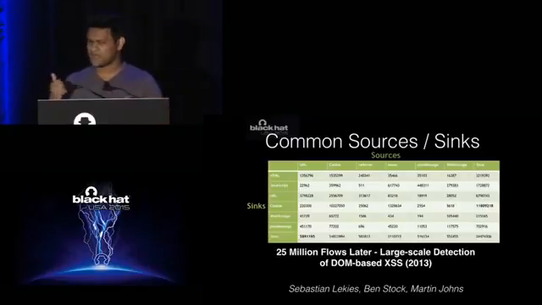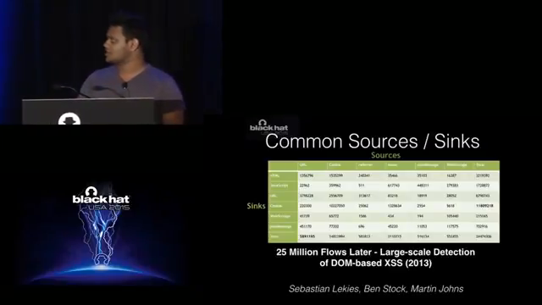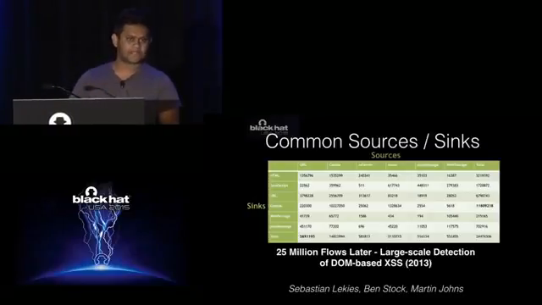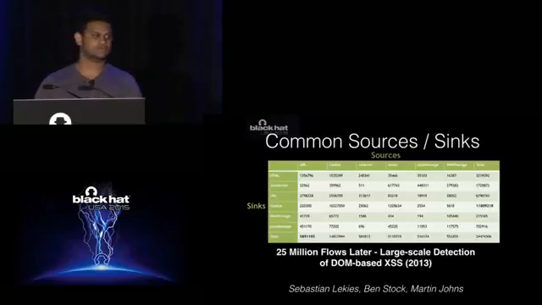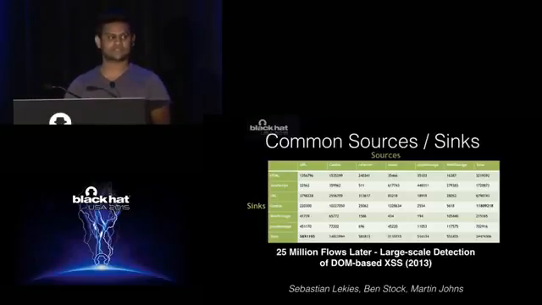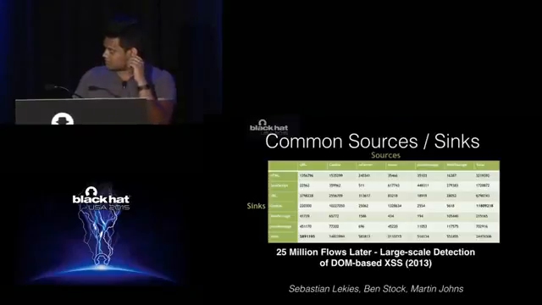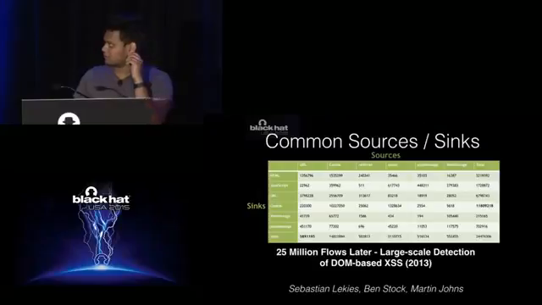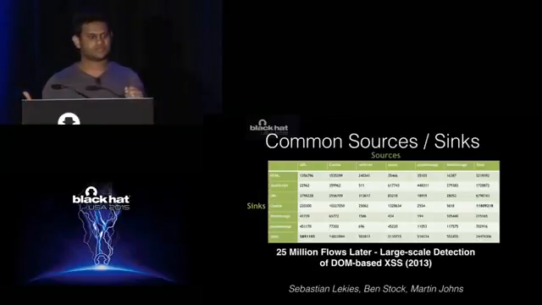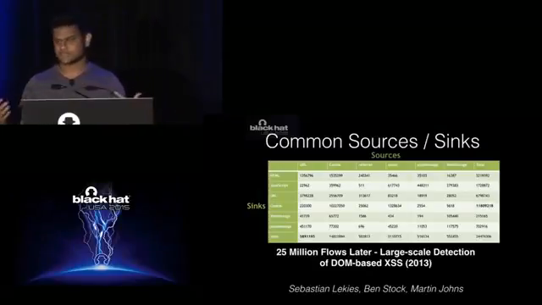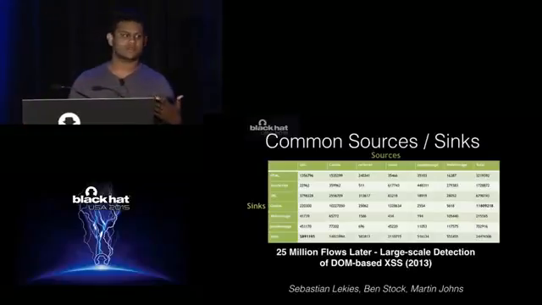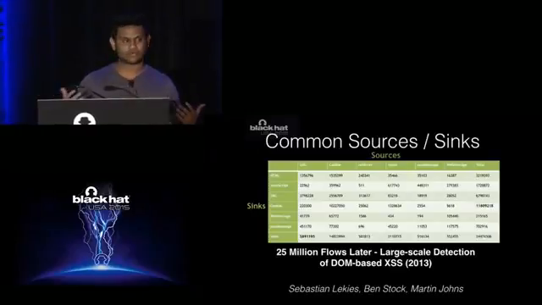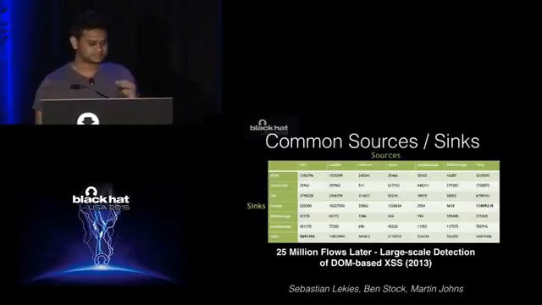During the past Black Hat talks, we have seen some amazing research in terms of DOM XSS and how prevalent they are and the kind of tools which have been used in taming them. Sebastian, Ben, and Martin, they've done this research on 25 million flows, where they took the Alexa's top 1,000 or 10,000 websites, and then they tried to run their own instrumentation engine on that using some crawling, and they found the most commonly used sources and sinks.